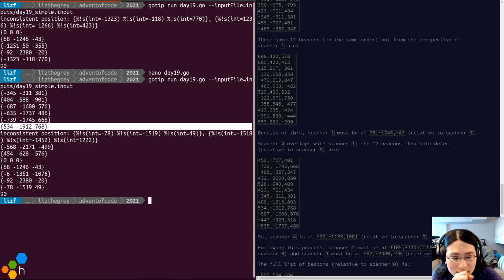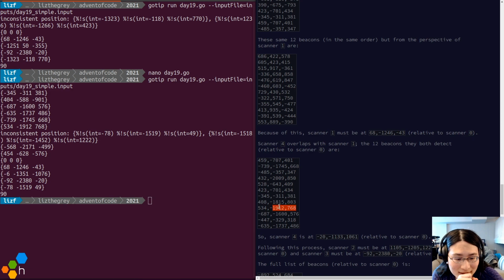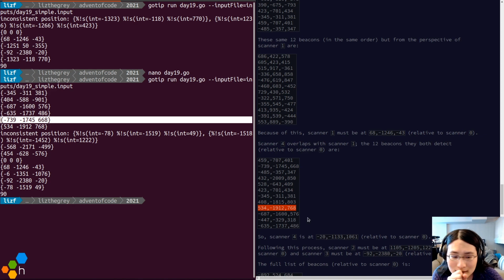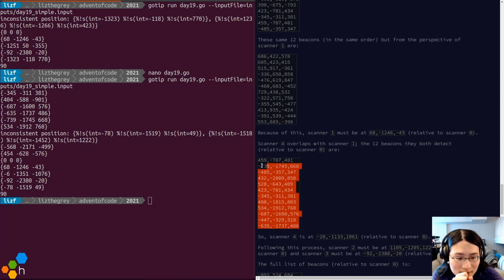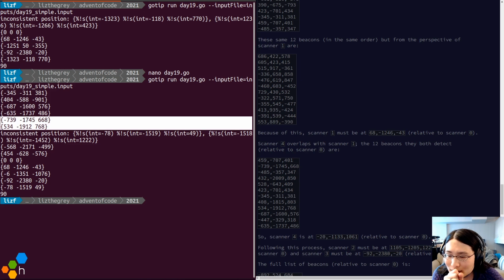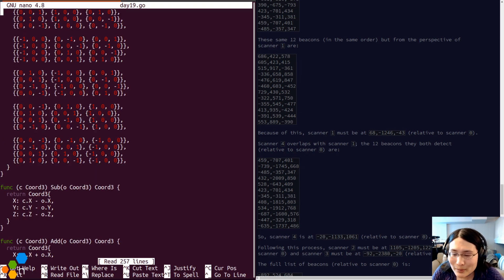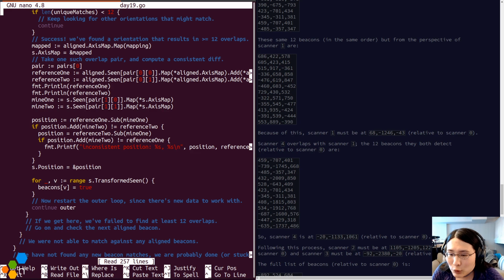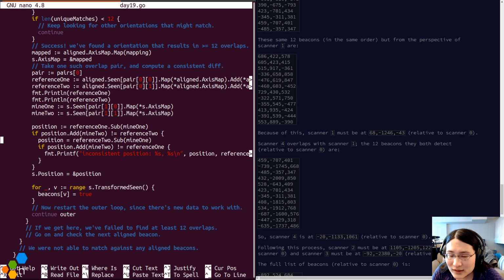So here, it's correctly detecting 534 minus 1912 and 768. And it's also correctly detecting negative 739, negative 1745, and 668. So yes, this tells me that I'm identifying the matches fine of which points are matched. So that's not my problem.